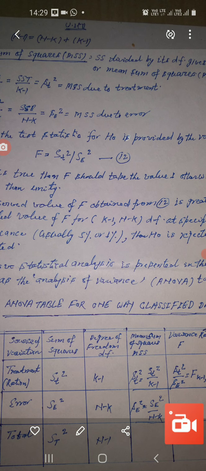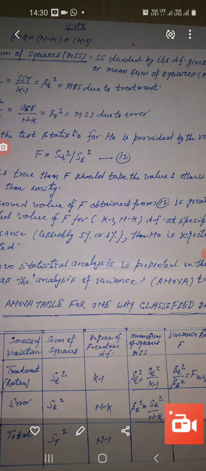Similarly, we can have the mean sum of squares for error. This is your capital SE square upon h minus 1 into k minus 1, which is equal to small SE square, the mean sum of square due to error. And the degrees of freedom for treatment is k minus 1, for varieties it is h minus 1, for the error it is h minus 1 into k minus 1, and as a total it is capital N minus 1, which is nothing but hk minus 1.